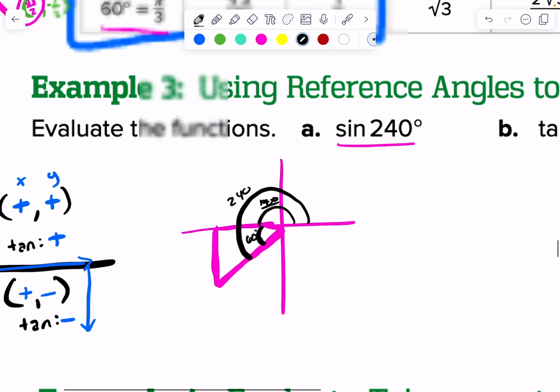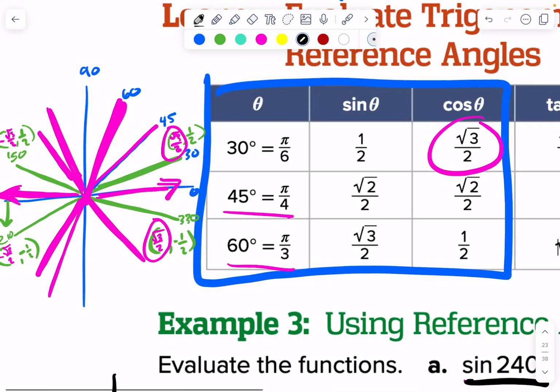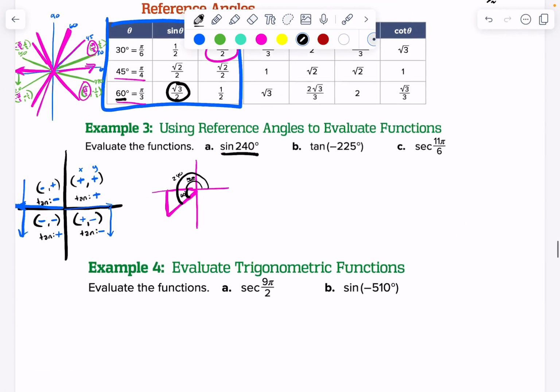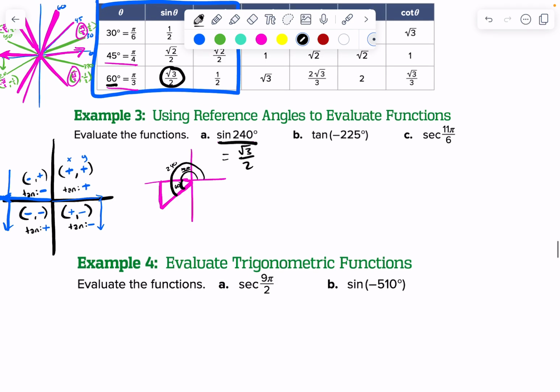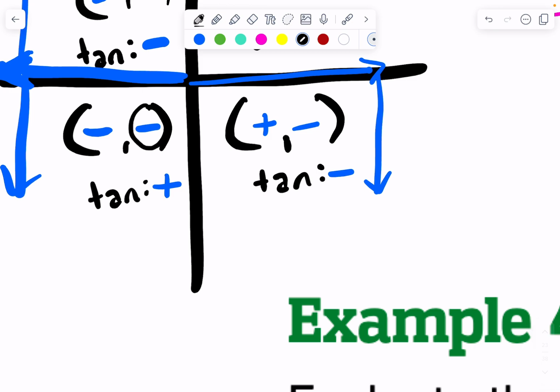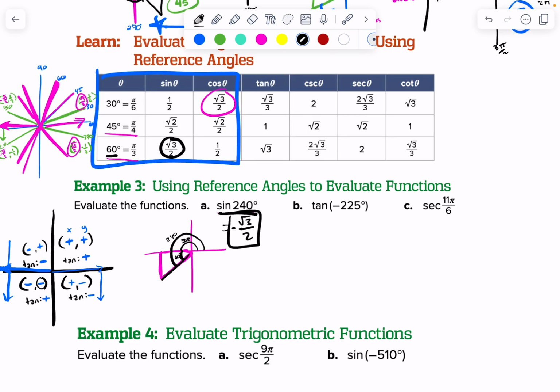So if we're trying to find sine of 240, I know my reference angle is 60 degrees, so all I need to do is look at this chart and say 60 degrees, sine is square root of 3 over 2. Cool. Except in the third quadrant, which is where I am living, sine, the y-coordinate, is negative. So the only difference is it's going to be negative square root of 3 over 2. And that's how I can use my chart and my signs and my reference angles to figure out what that value is.